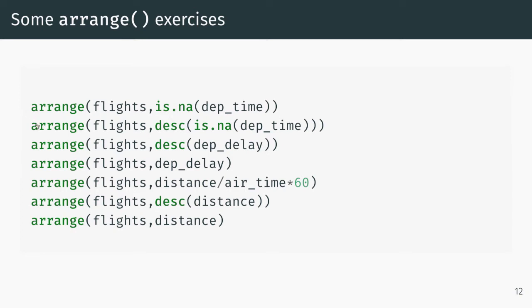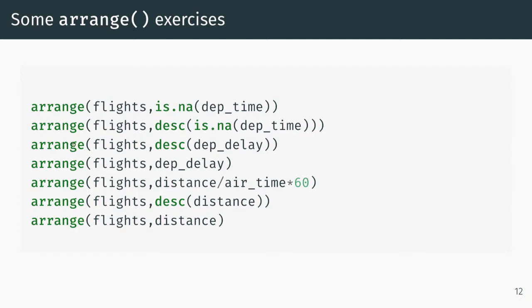Some arrange exercises. This second line is the first exercise. I just did this to verify that this worked. So is NA dep time simply sorts by whether or not dep time is NA. And so sorting by descending is NA dep time gives the canceled flights first.